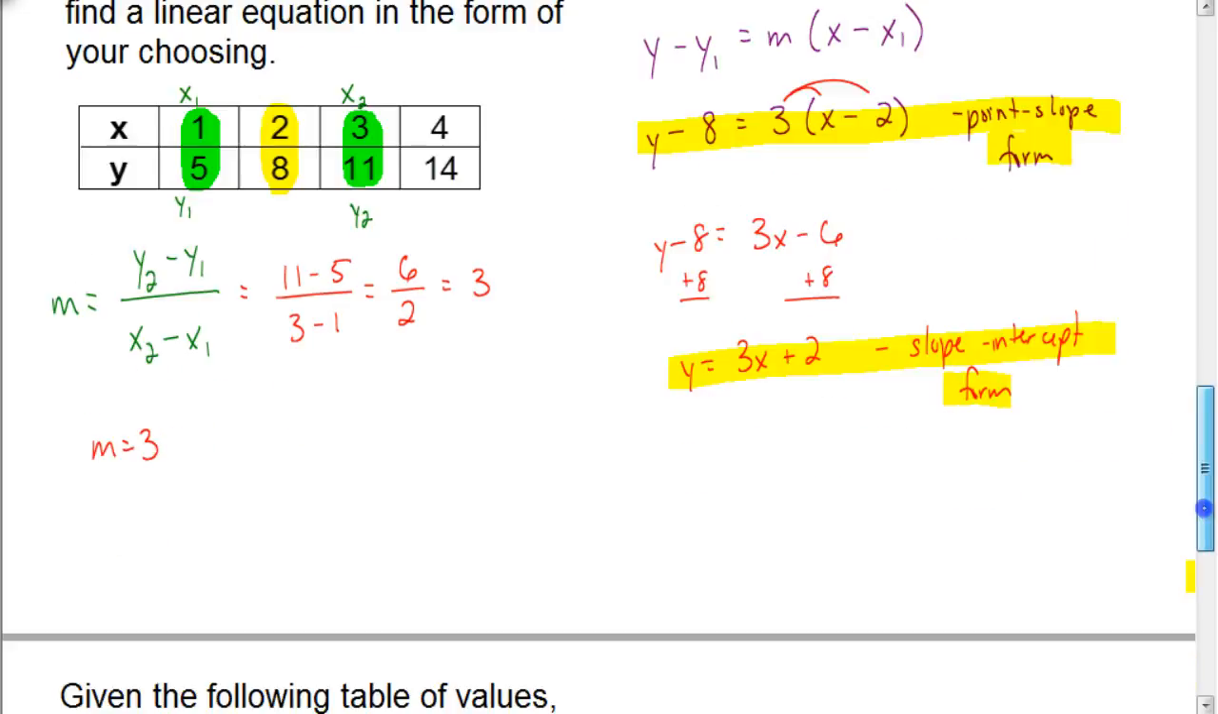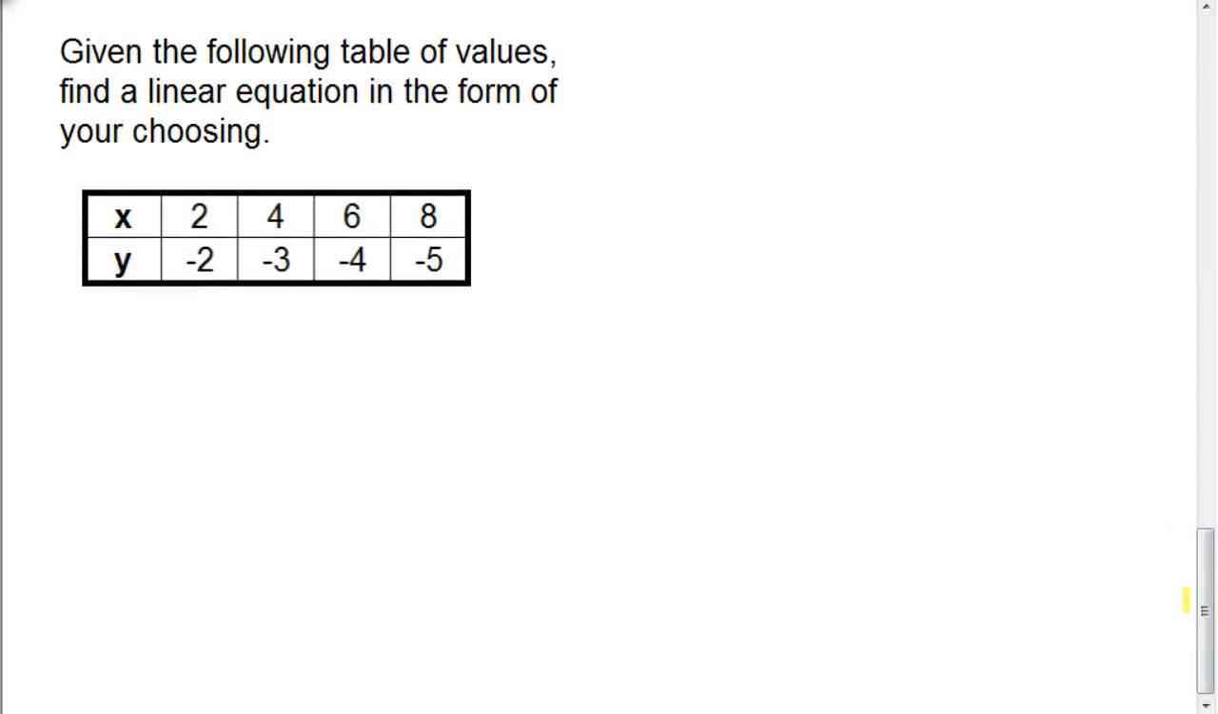So why don't you guys take a minute and come up with an equation for a line for this one. Again, you can do either form, but when we go to check our work, I'll go ahead and show you how to get both of the forms. But if you wanted to stop after the point-slope form, that would be fine, since this one is in the form of your choosing. So why don't you guys take a minute and pause the video, try this one on your own, and hit play when you're ready to check your answer.